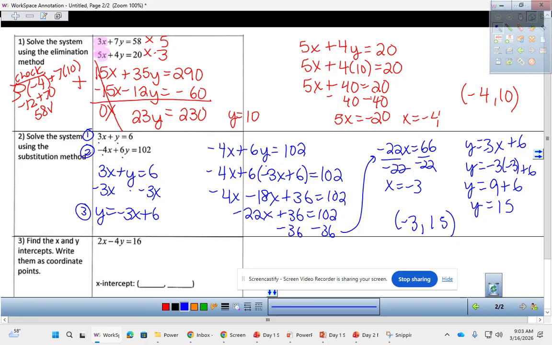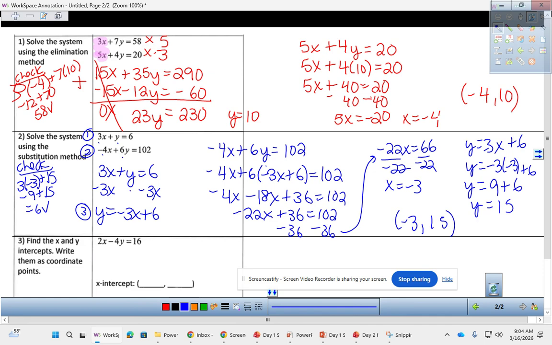Just a quick check. Because again, midterm. Take the top equation. Negative 9 plus 15 equals 6, which it should. You could check the bottom equation too, right? So just quick ways to check your answer, make sure you're right.